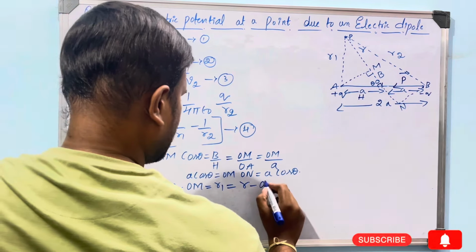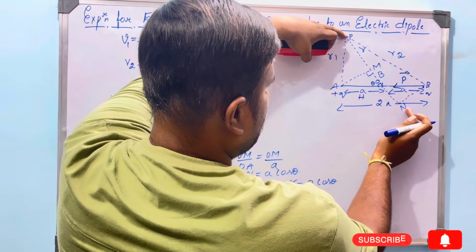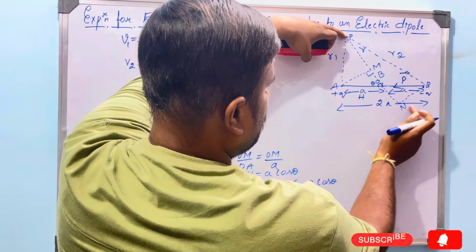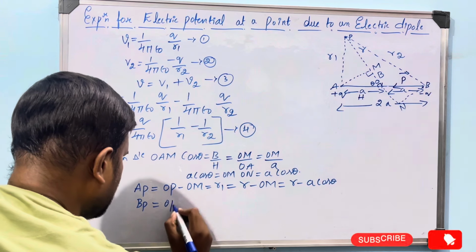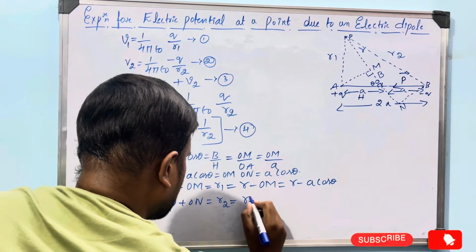So similarly, BP can be written as, see here, BP corresponds to this point. This BP length corresponds to this point. Now BP can be written as OP plus ON. So OP plus ON, that is the R2 length, which is equal to R plus A cos theta.